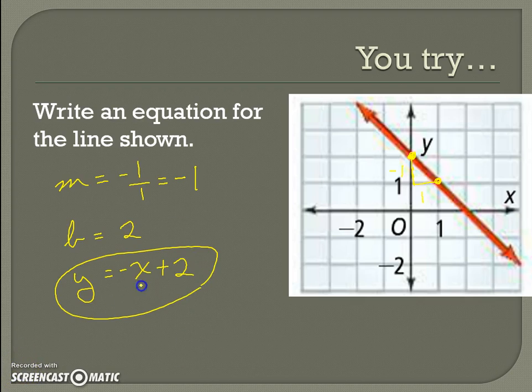And there you go. y equals negative x plus 2. Notice that I dropped the negative 1 because negative 1x is the same thing as negative x. If you left it as negative 1x, I would not count that wrong. But hopefully you got that.